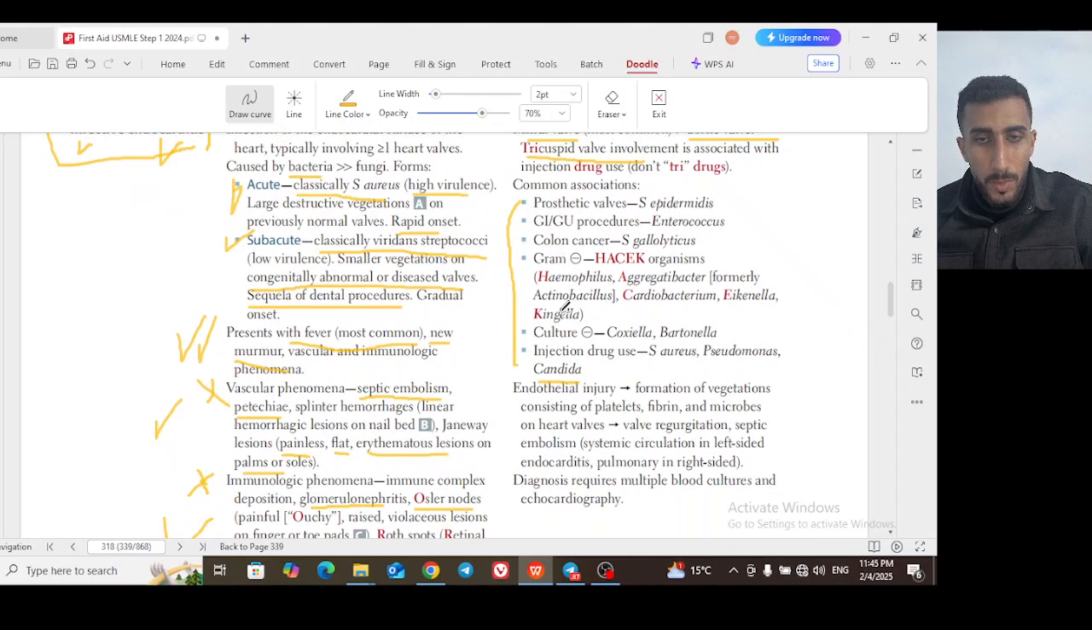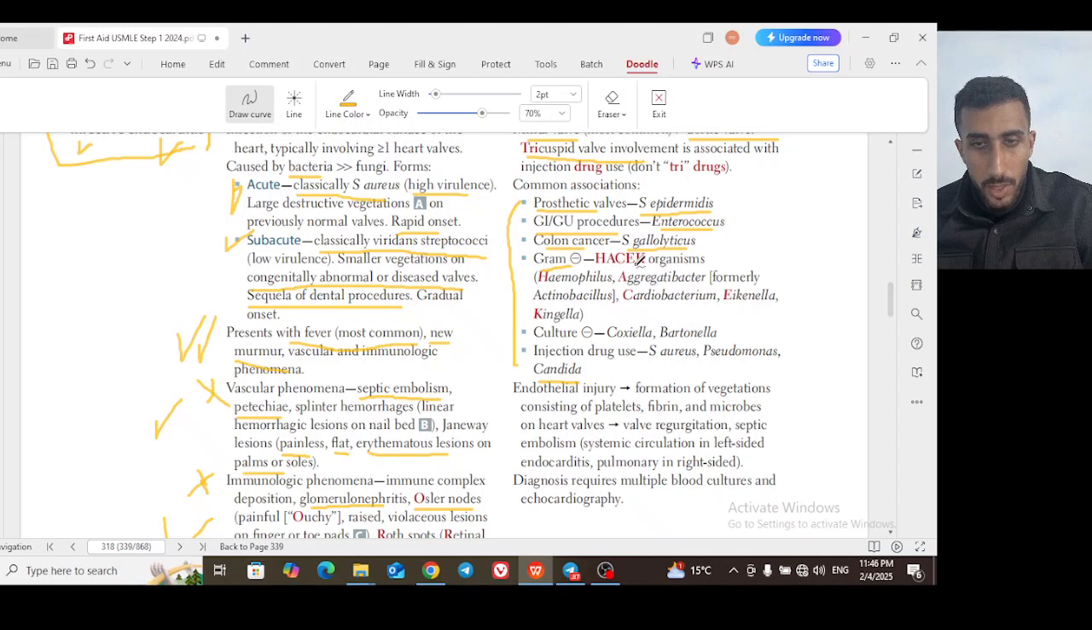You have to memorize these kinds of organisms as well. For each kind of procedure, there may be a specific infective organism. If you have a prosthetic valve, it is commonly associated with Staph epidermidis; for gastrointestinal and GU procedures, Enterococcus is commonly associated; and for colon cancer, Strep gallolyticus. So prosthetic valve, Staph epidermidis; GI or GU procedure, Enterococcus; colon cancer, Strep gallolyticus.